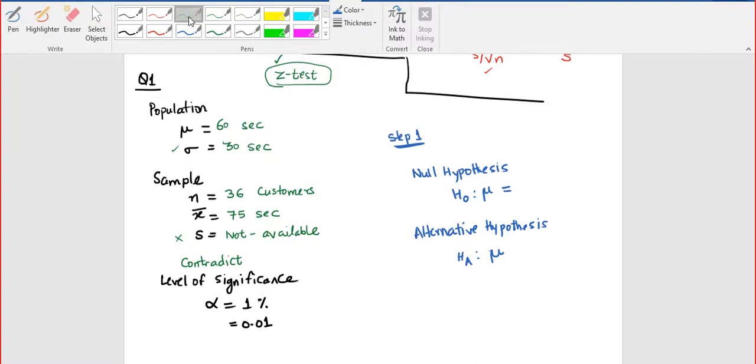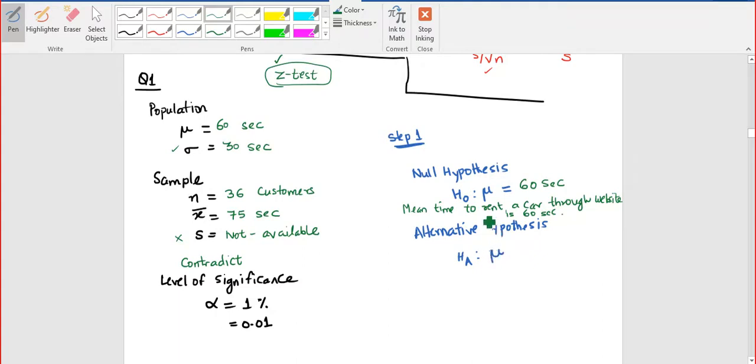Let me just write it. Mean time to rent a car through website is 60 seconds. Means we are accepting the claim of the company. So in this case the null hypothesis becomes 60 seconds.